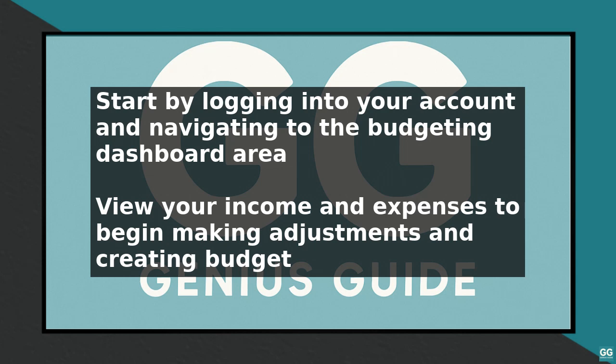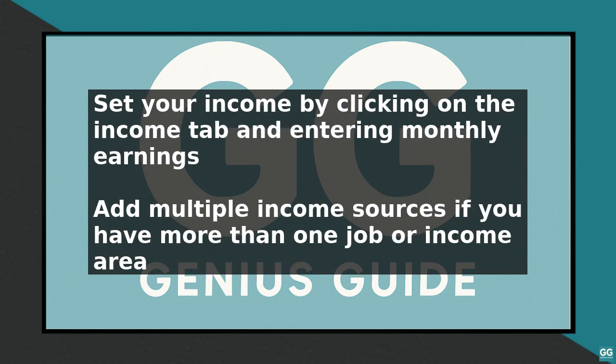Next, create categories for your expenses by clicking on the Add Category button. EveryDollar allows you to customize your categories, so you can create ones that fit your specific needs, such as housing, transportation, food, and entertainment. Assign a budget amount to each category based on your historical spending, financial goals, and priorities.